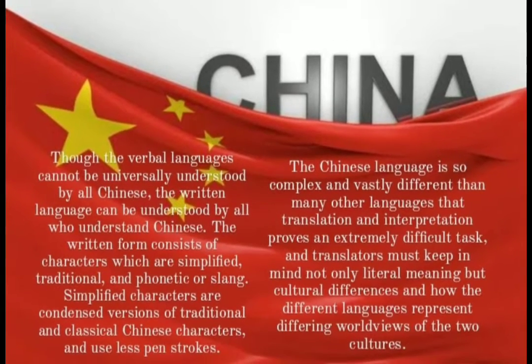Though the verbal languages cannot be universally understood by all Chinese, the written language can be understood by all who understand Chinese. The written form consists of characters which are simplified, traditional, phonetic, or slang. Simplified characters are condensed versions of traditional and classical Chinese characters and use fewer pen strokes.